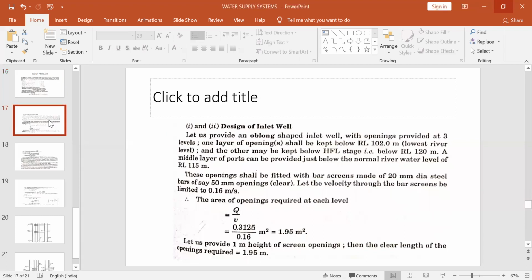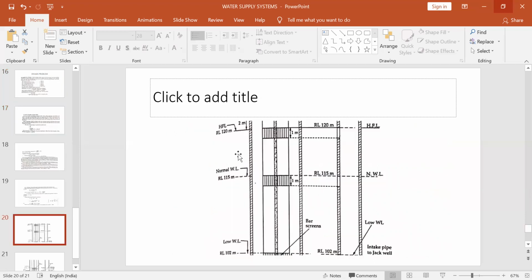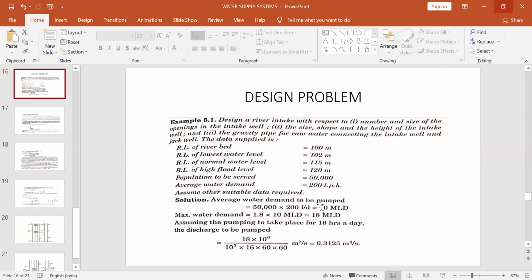The next thing is, now we have to design the inlet well. Before going to design the inlet well, first let us have a look at the picture. This is the front elevation of the intake well, and this is the side elevation. Front elevation and side elevation you have already learned in your engineering graphics in first year. So see, this top portion will be the roof of the well. In the question, has the RL been given? No, it has not been given.